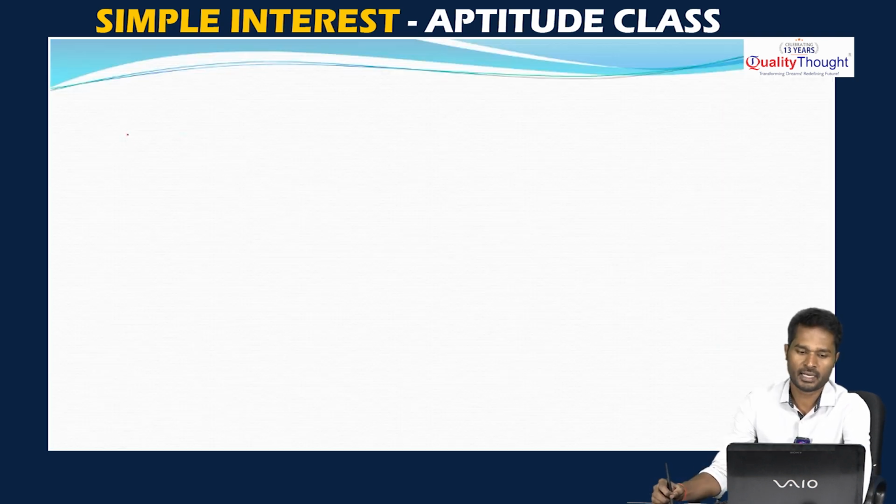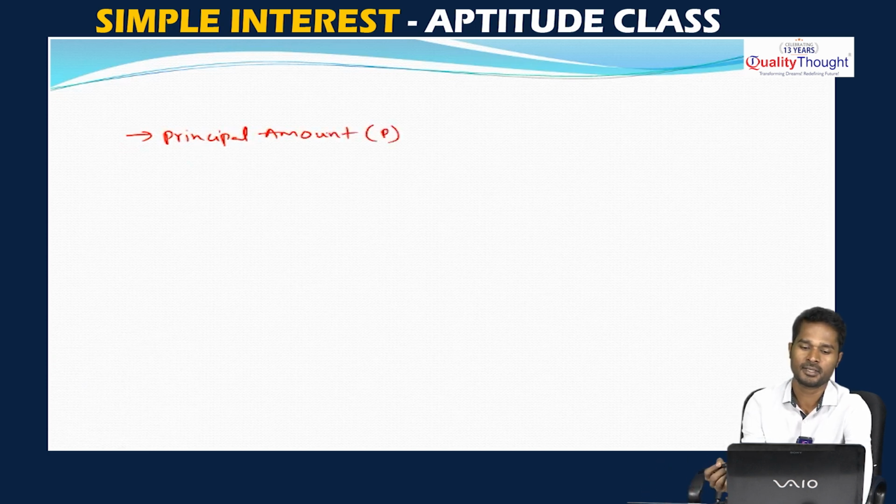So the main words we have, the first one is the principal amount. The principal amount is nothing but the original amount that has been borrowed or lent. That means this is the amount which is given to a person or which is taken from a person on interest basis, which we will denote as P.